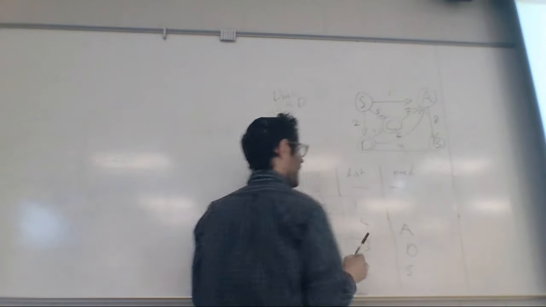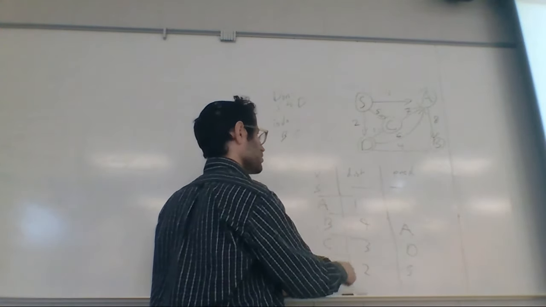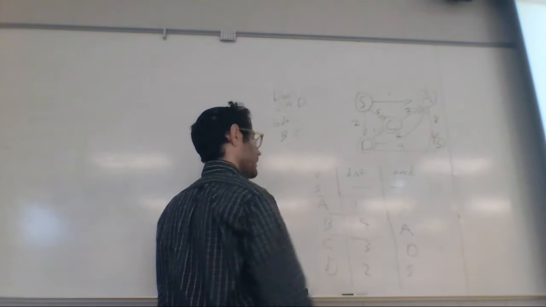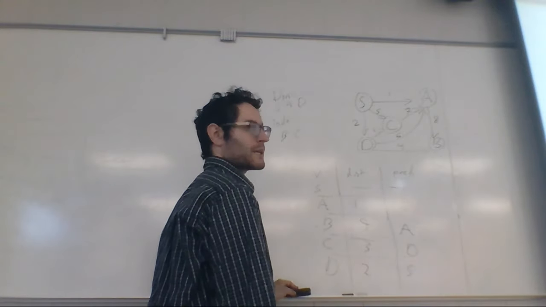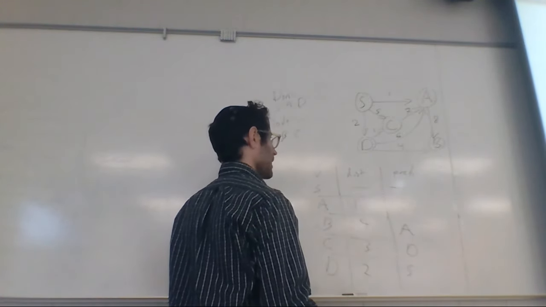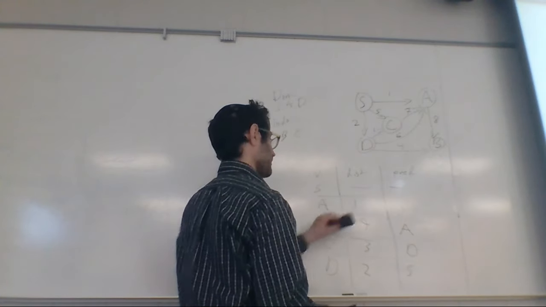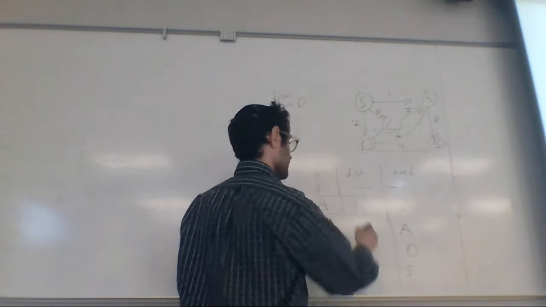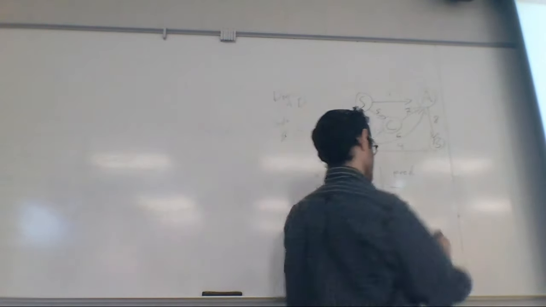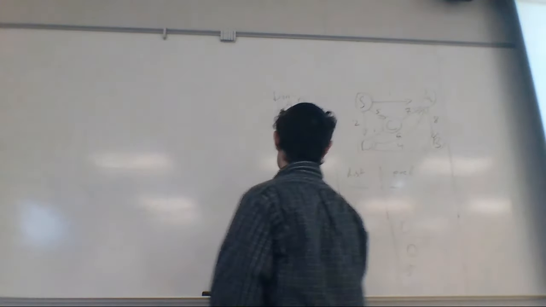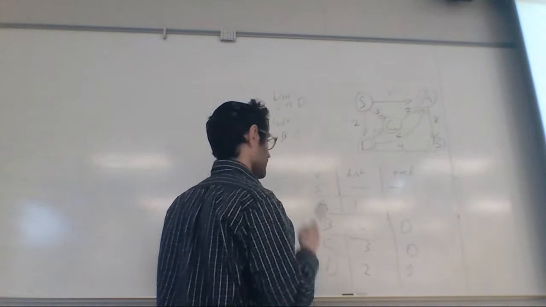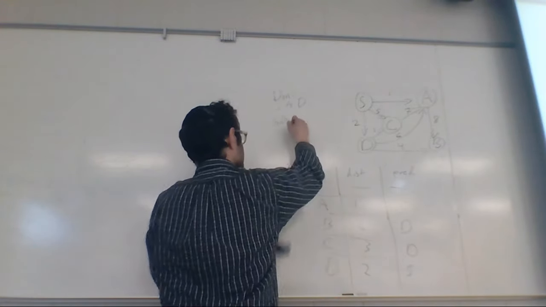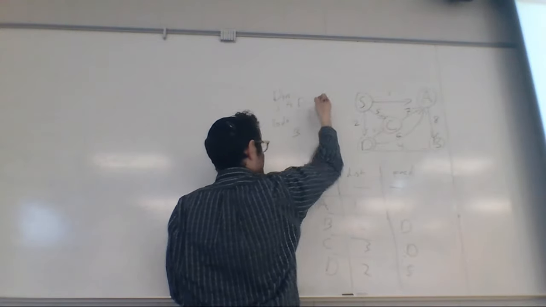D to A is 6, so is 2 plus 6, which is 8, less than 1? No, it's not, so we leave that edge. D to B, so that's 2 plus 4. Is 6 less than 9? Yes, it is, so update that to 6. And say we can get there by going through D for cheaper. Okay, so we're done with that one. Now we've got 3 and 6. So I'll remove C and move that to done.